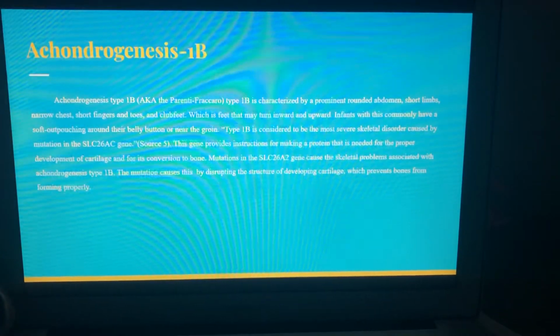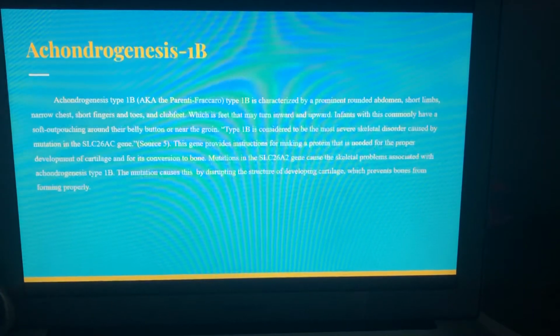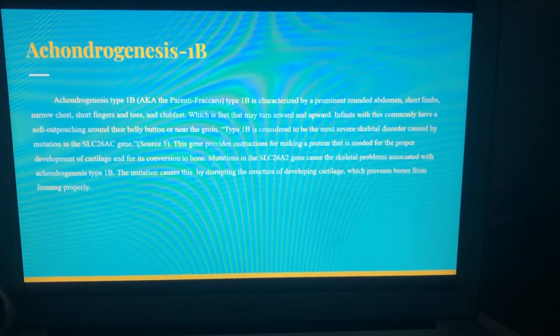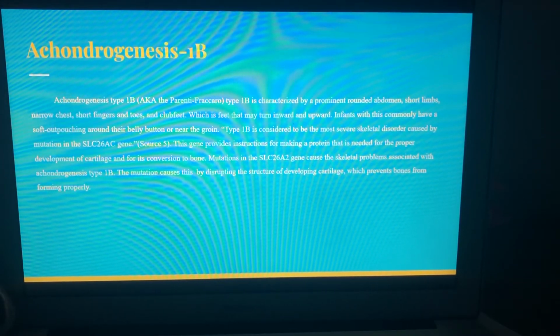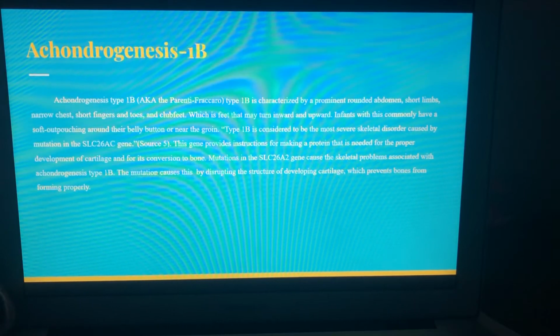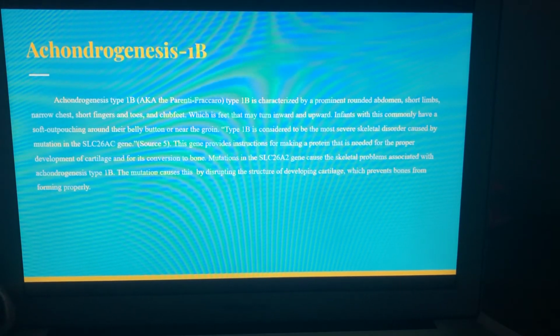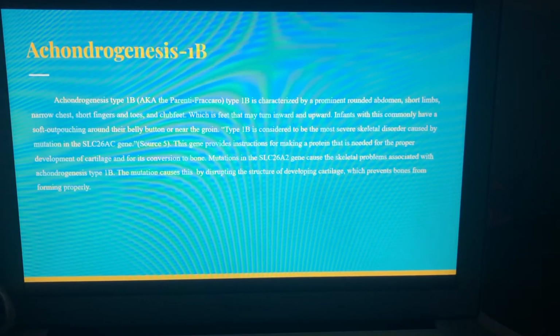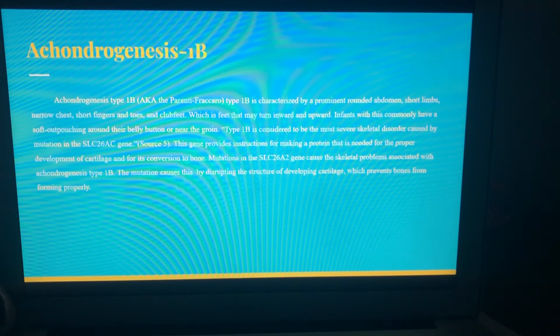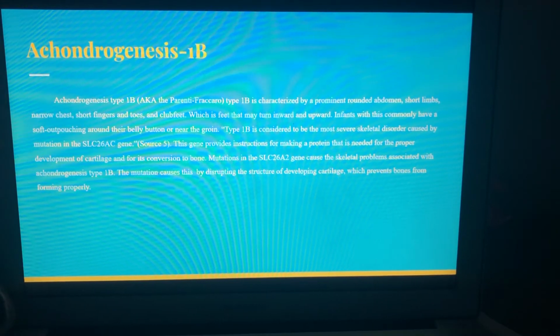Achondrogenesis type 1B. Achondrogenesis type 1B, aka the Parenti-Fraccaro type, is characterized by a prominent rounded abdomen, short limbs, narrow chest, short fingers and toes, and club feet. Club feet is feet that may turn inward and upward. Infants with this commonly have a soft outpouching around their belly button or near the groin.